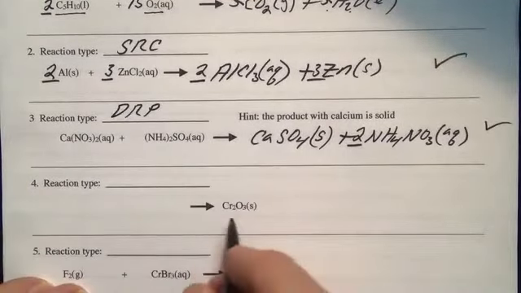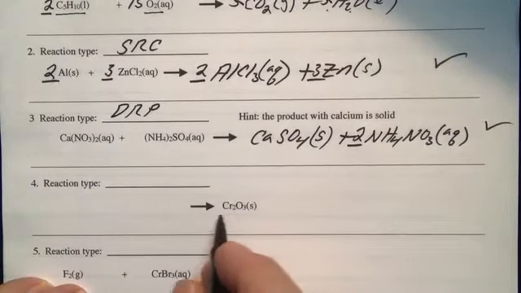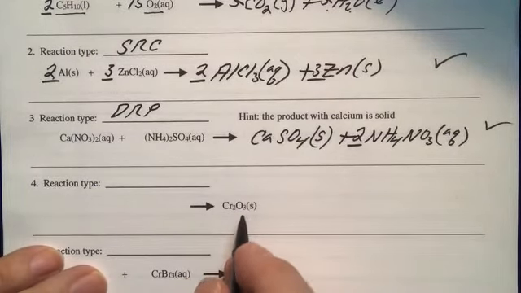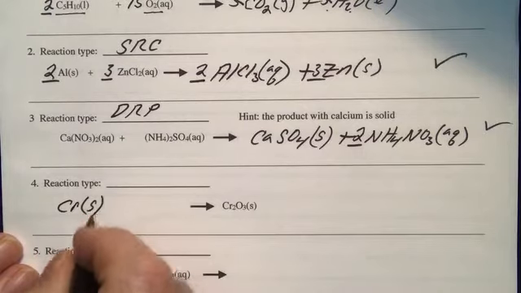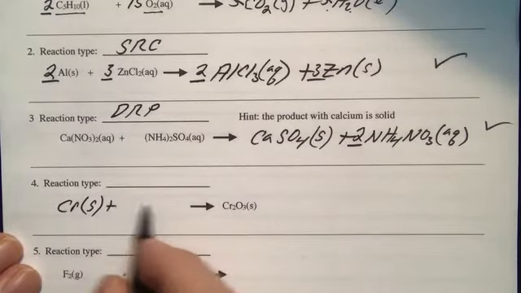Okay, this has one product. So one product is a synthesis reaction. And so all we need to do is look at the elements and write those as our reactants. So chromium, it's a metal, it's a solid, and oxygen is a diatomic gas.